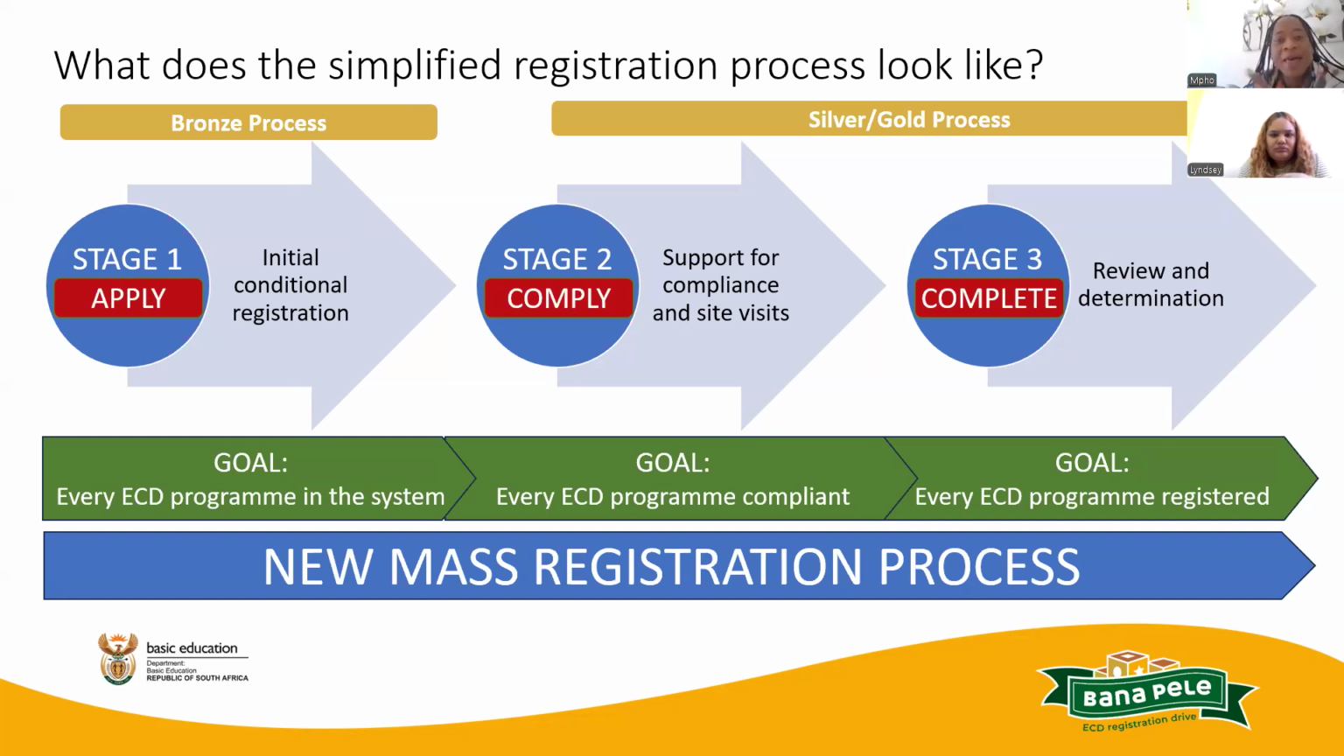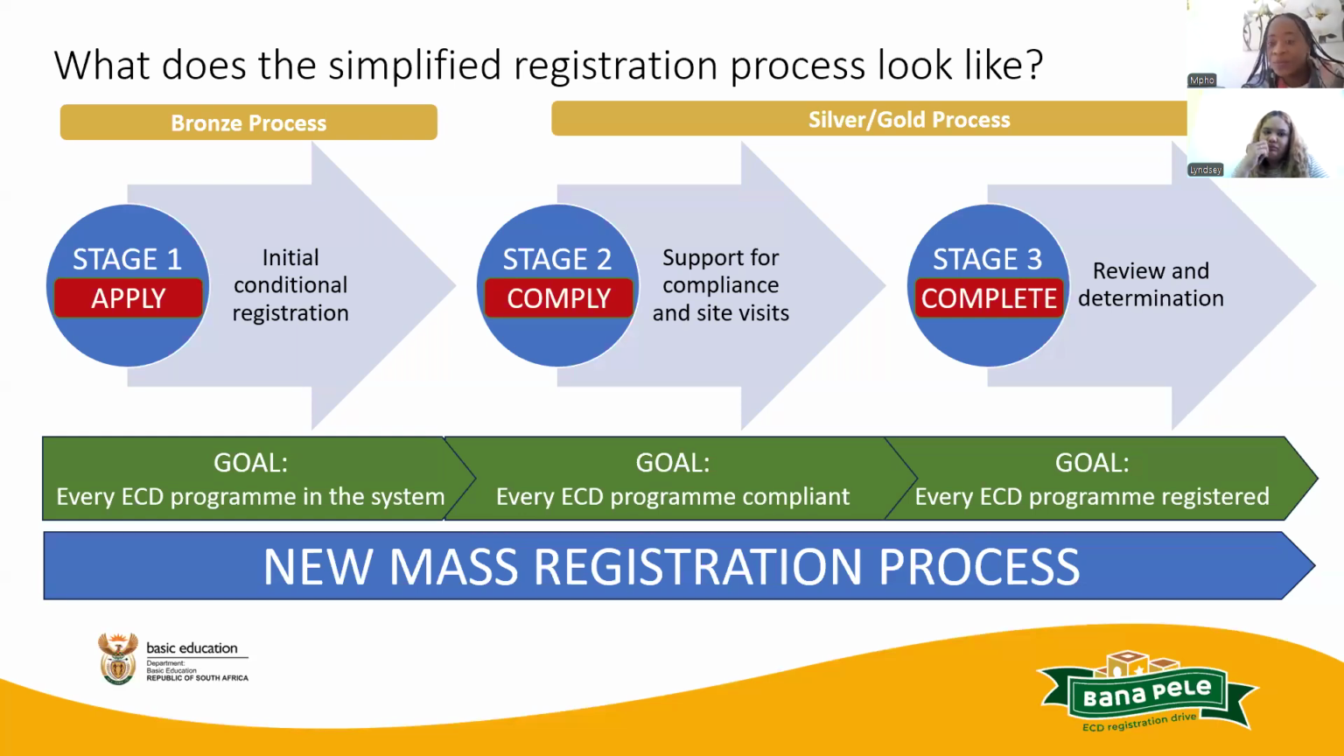So at the silver, there will be other areas that need to be improved, the other norms that you'll need to adhere to. Then you'll be supported and provided with the necessary support so that you can reach the gold status. So the gold status is where we say now you are complying with all the norms and standards and you will be fully registered. So stage 1 and stage 2 is conditional registration, then stage 3 is full registration. That's basically the new mass registration process, in terms of the different stages. That's where we need to work together and support each other so that all our programs are provided in safe environments for our children.